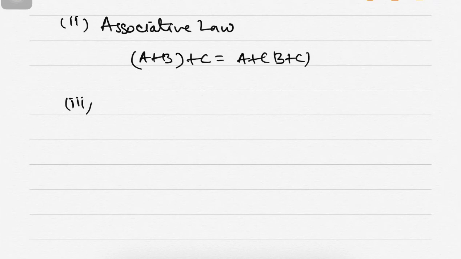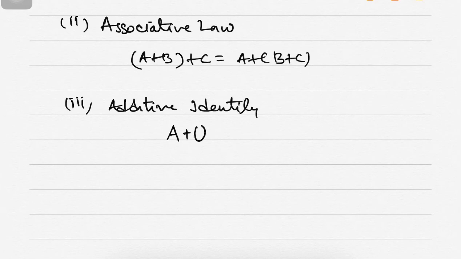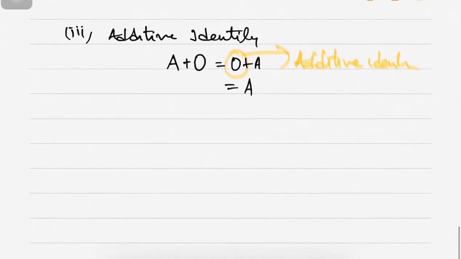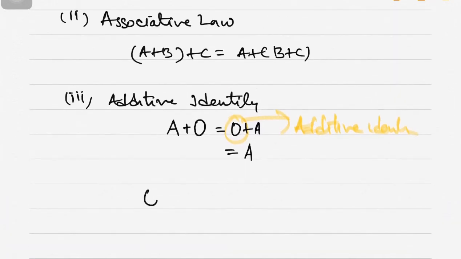Third property is existence of additive identity. If A be a matrix, then there is a matrix of the same order whose all elements are 0, null matrix of the same order, such that A plus O is equal to O plus A is equal to the matrix itself, where O is called the additive identity. Suppose A is 2 by 2 matrix, then O will be null matrix of 2 by 2, of the same order.